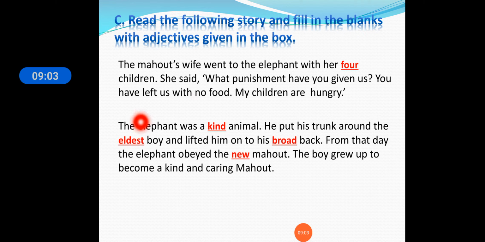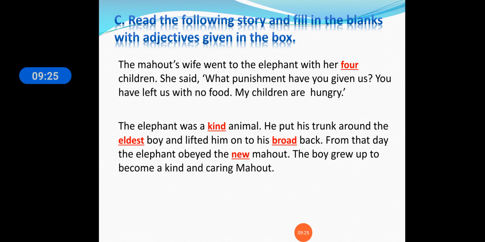The elephant was a kind animal. Kind means it was an animal that was very kind. Kind means dayalu. Okay. So, how was the animal? Kind. Okay. So, we have used the adjective kind here. He put his trunk around the eldest boy and lifted him on to his broad back.